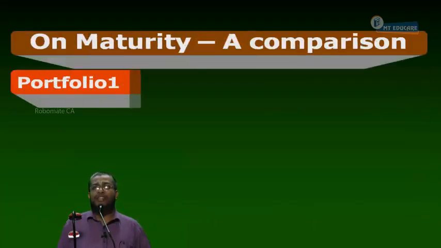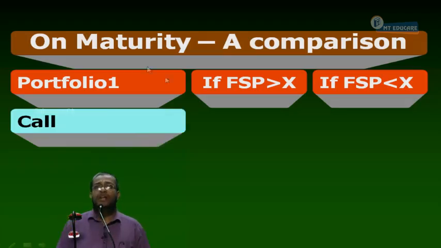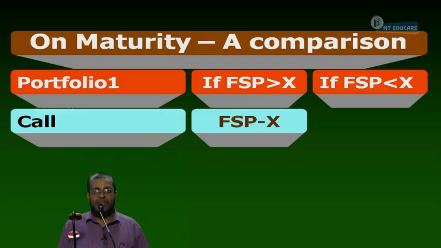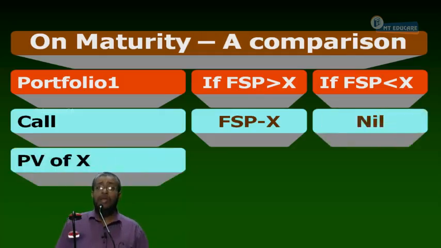Now, how did we prove it? Very simple. On maturity day, portfolio 1 has 2 assets. One is the call, another is cash. If FSP is more than X, I exercise the call and buy the share at X rupees, worth FSP. The worth of the call is FSP minus X. Second case, allow it to lapse. An out of the money call is worthless. Yes or no?